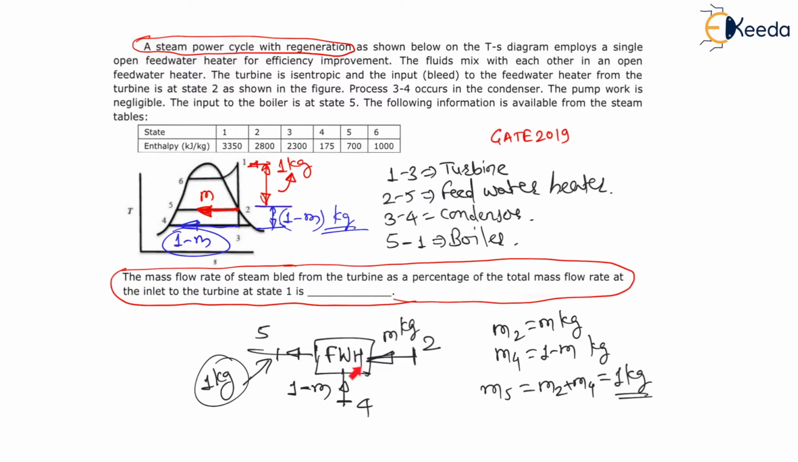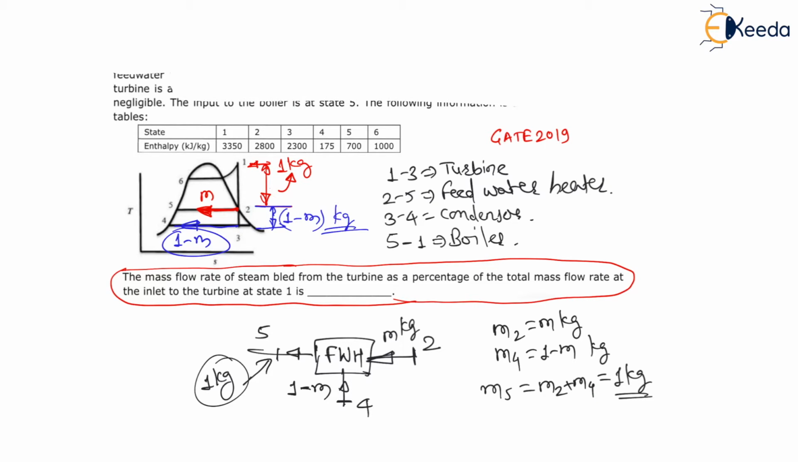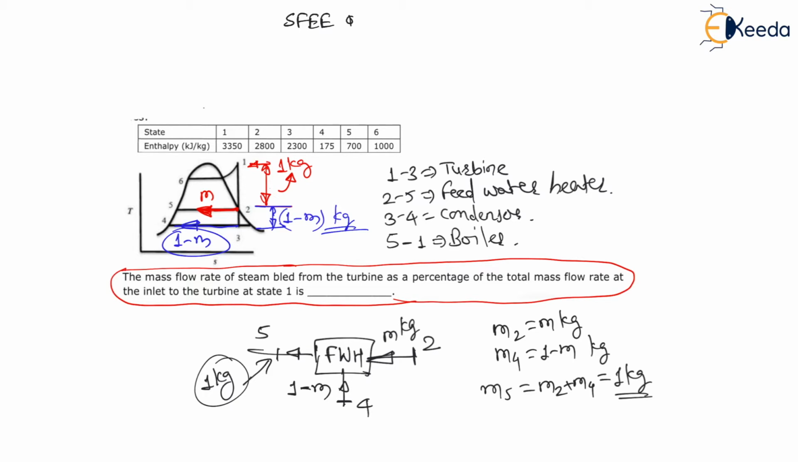Now my dear students, for this feed water heater, let us apply the steady flow energy equation. To apply the steady flow energy equation, let us make sufficient space for the solution. Now, if I apply the steady flow energy equation for this feed water heater, we can say energy entering the feed water heater is equal to energy leaving the feed water heater.